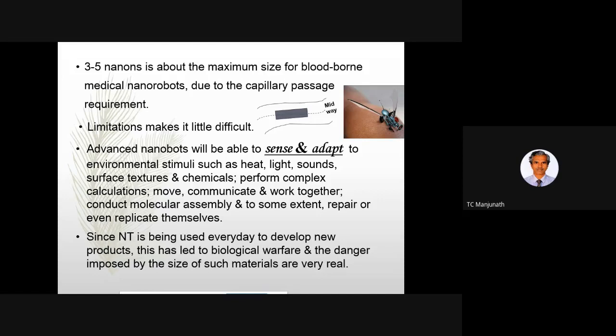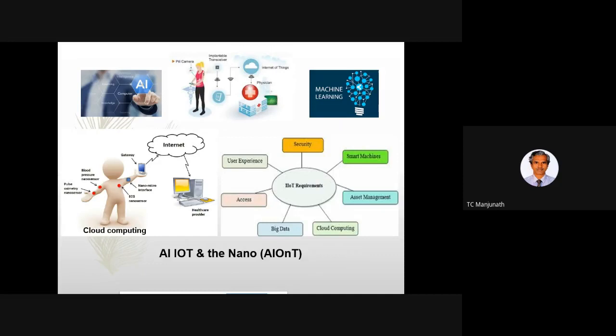And coming to the last phase, AI, machine learning, and now IoT comes into the picture. All these clubbed together are called the nano IoT, a very big branch which is coming up. With cloud computing, security, smart machines, and big data, sitting in one particular place, you can control the nanobot in your body. That is AI and IoT.